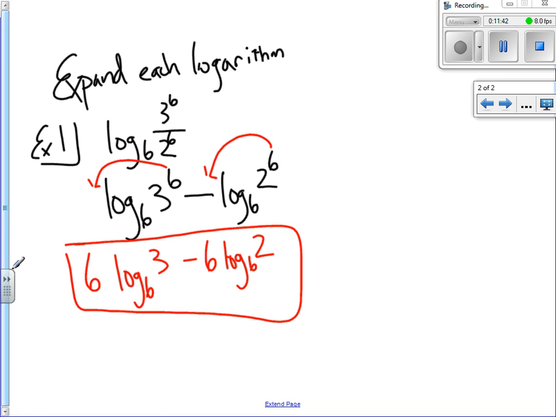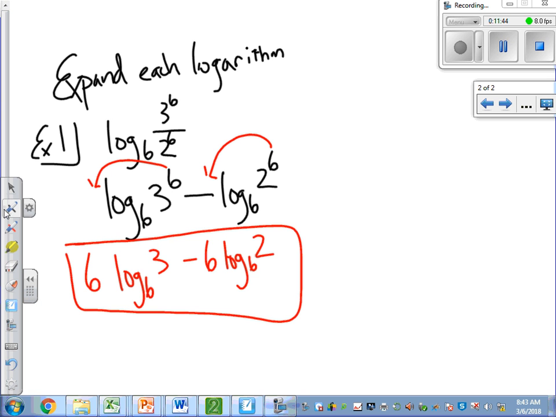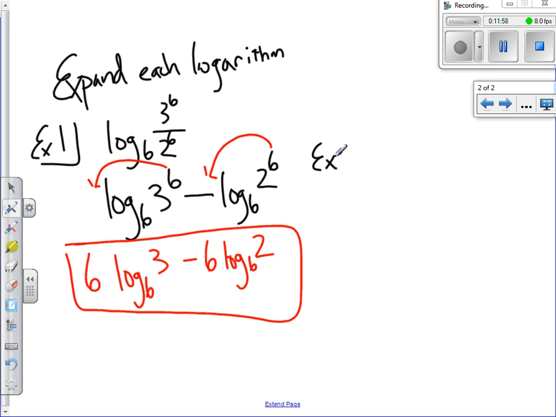All right, now what I want you guys to do is have a go with this next example. Sorry, the microphone's brushing up against me. Have a try with this. Write it down, pause the video, work it out, and then check your answer.